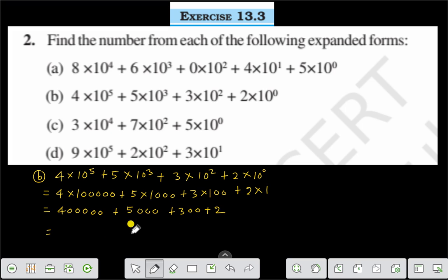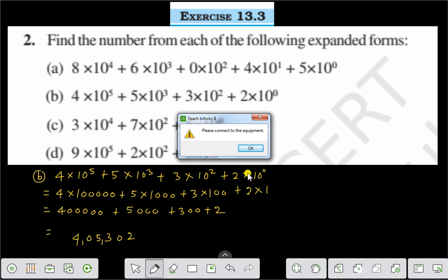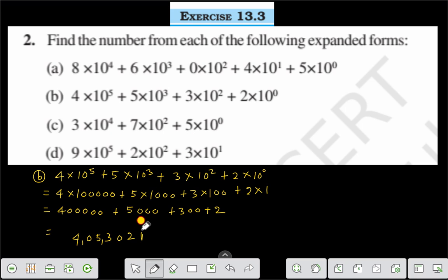the unit place is 2, tens place is 0, 100 place is 3, 1000 place is 5, and 10,000 place is 0, and it is 4. And we put the commas after 3 digits and after 2 digits. That is 4,05,302. This is the answer of question number B.